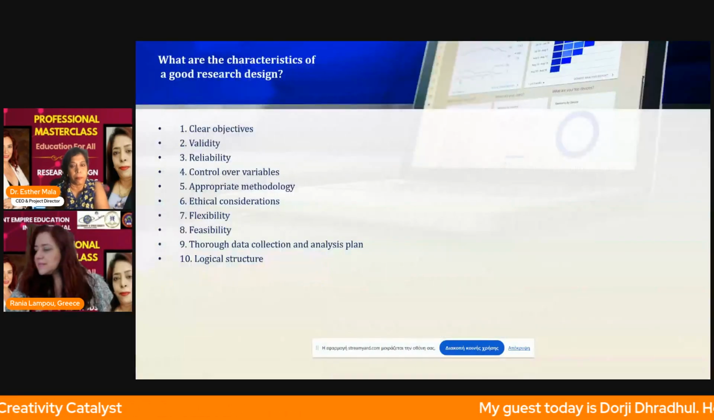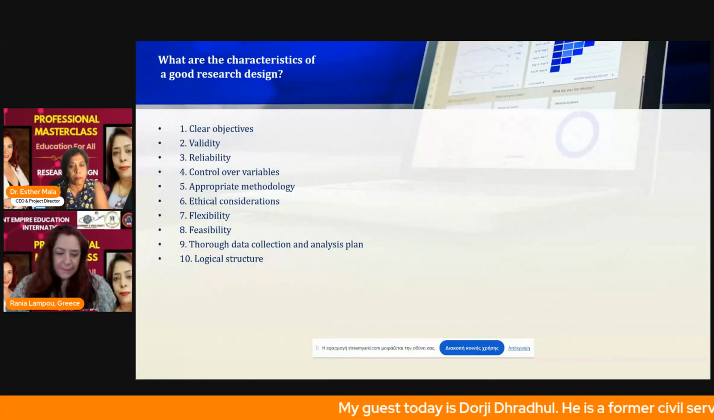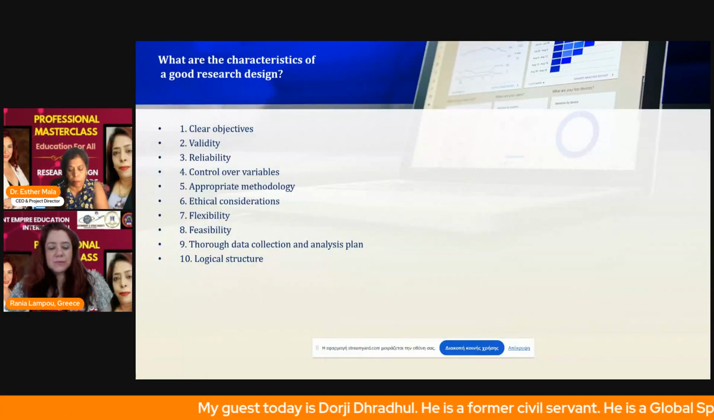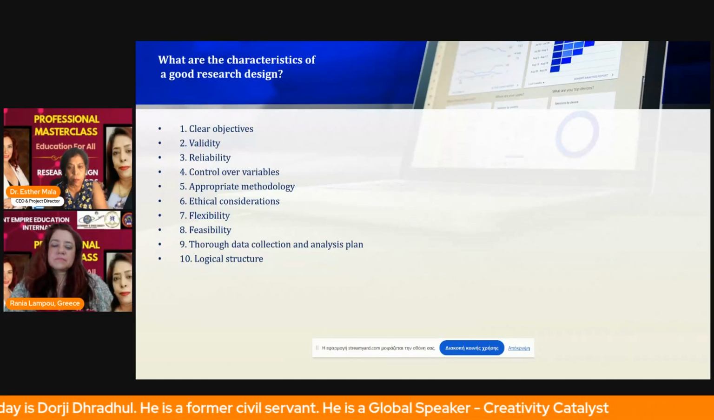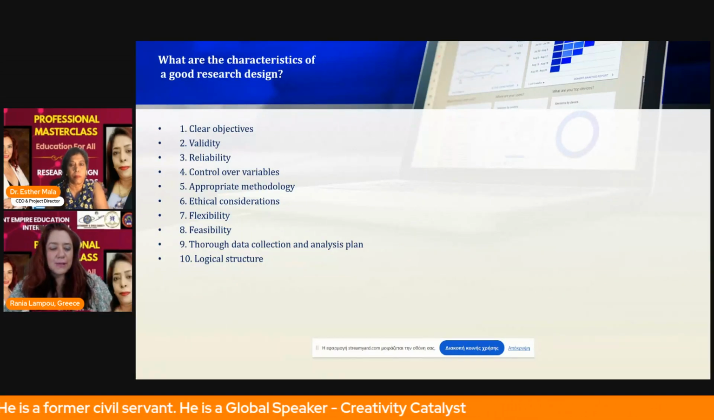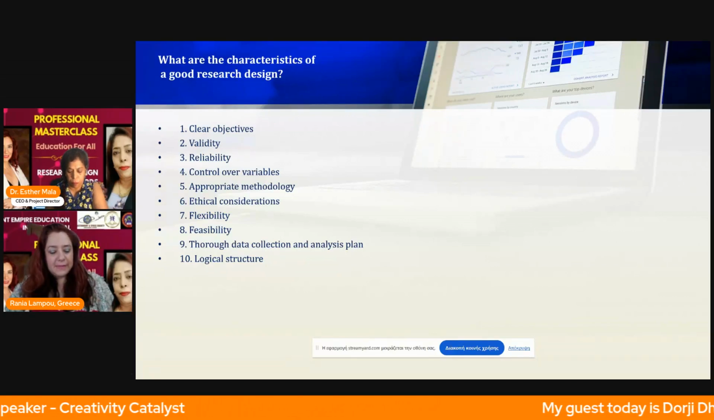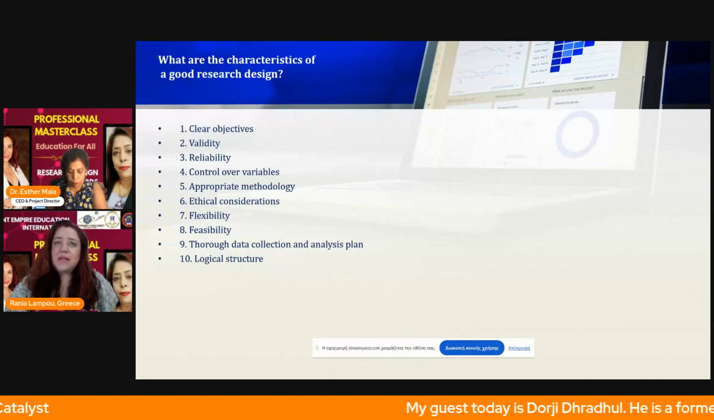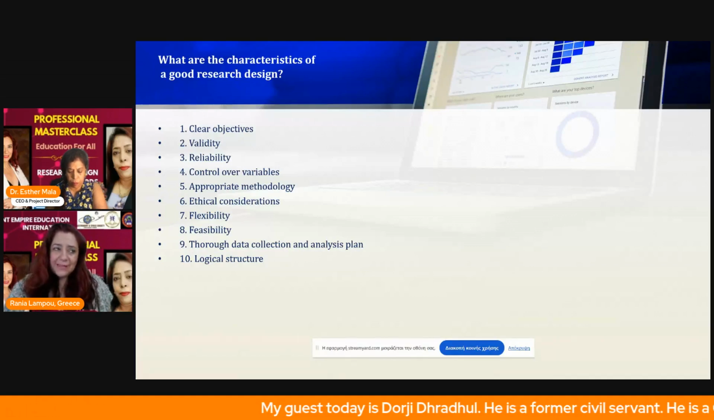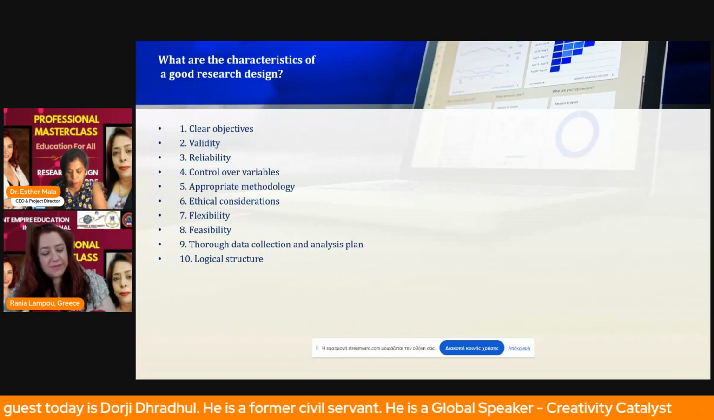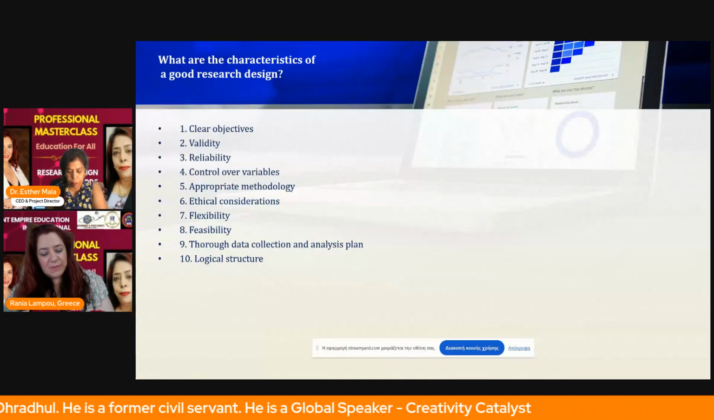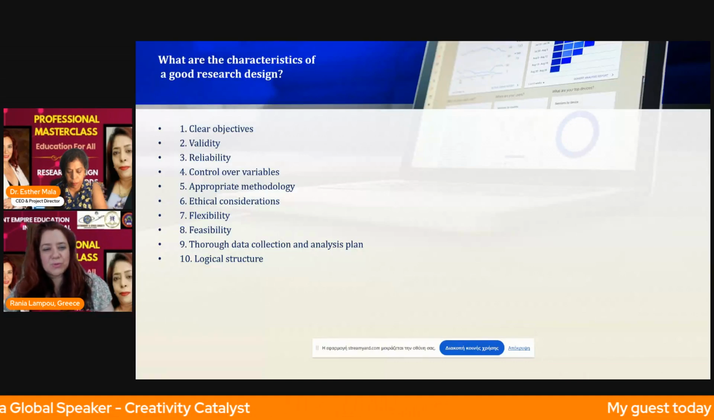So what are the characteristics of a good research design? First, we need to determine cause and effect relationships. The key characteristic is here the high control over variables. And the clear design actually should align with well-defined research questions or hypotheses. So remember this, that objectives must be specific, measurable, achievable, relevant, and time-bound, what we call SMART objectives.